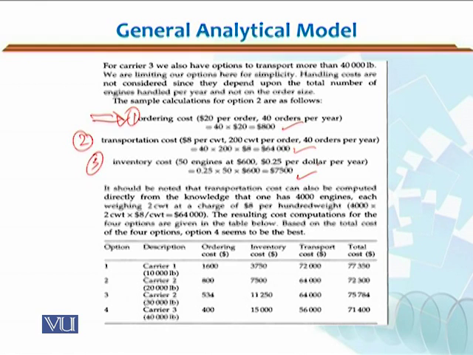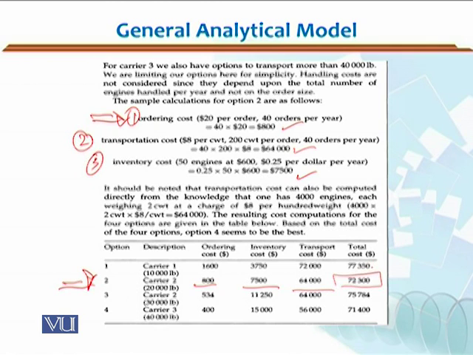The resulting cost computations for the 4 options are given below. Based on the total cost of the 4 options, you can determine the scenario. What we did was calculate for option 2. The sample calculations are given. So ordering cost 800, inventory cost 7,500, transportation cost 64,000, and the total cost is 72,300. In a similar way, you will calculate it for the other 3 options as well. Actually, there is one more option, but we haven't calculated it.